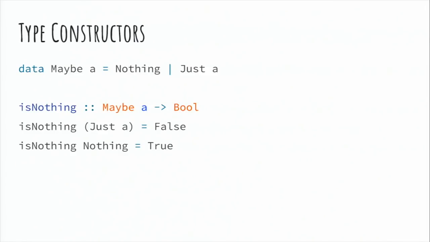Then there's type constructors. Type constructors are sort of functions for types. So Maybe is a type constructor, and a is a type parameter. And you can use that if you might have a value of type A. So you might have a number, but you might not. And it is actually a sum type, but it's parameterized. So you can have a Maybe of Int or a Maybe of Bool. An example of a function would be isNothing, which checks if you have a value or not, and if you don't have a value, it returns true.